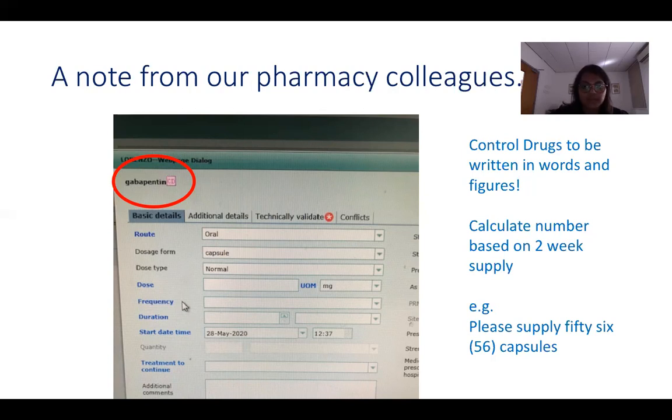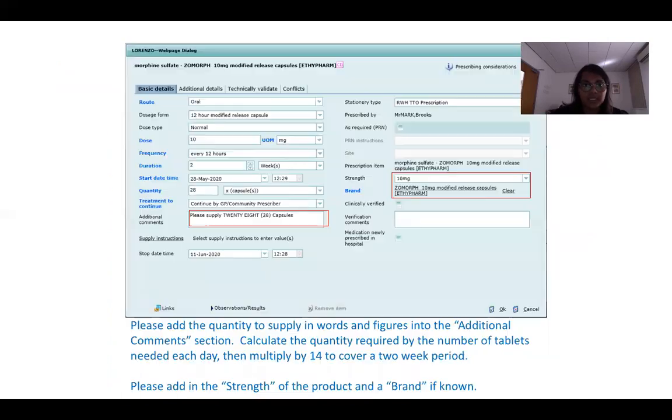And essentially it means you just need to calculate how much they would need for the 2-week supply, and then that's how much you supply. So looking at this screenshot here, you can see in additional comments, it is written, please supply 28 in words and figures. Okay, so it's written out in full. So just make sure you write that, because that saves a lot of fuss with your control drugs. So write that out.